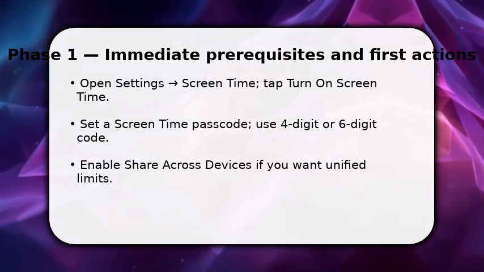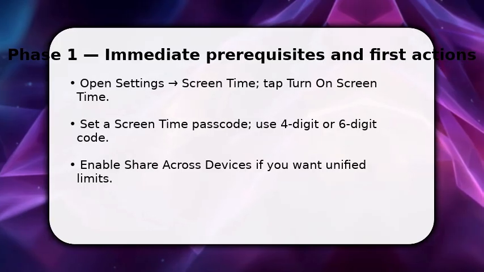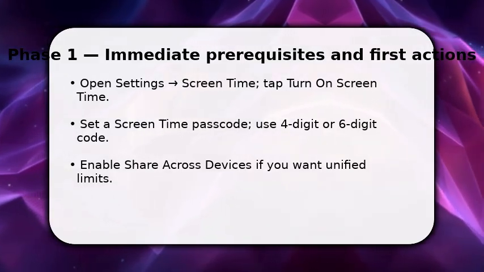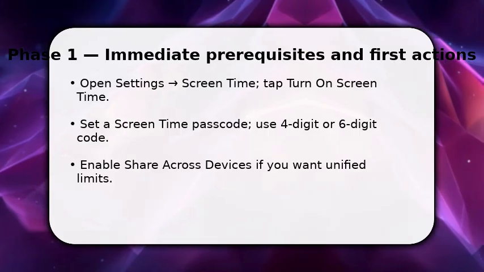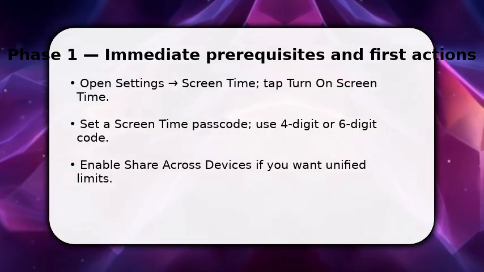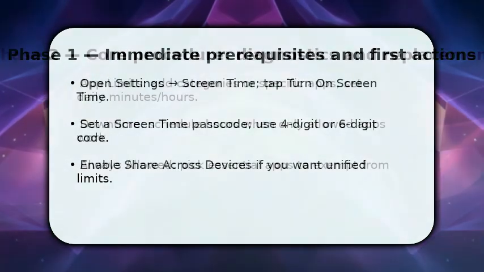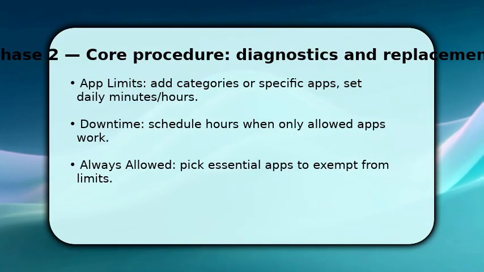This prevents easy bypasses. If you use multiple Apple devices, enable Share across devices so limits apply across iPhone and iPad. These immediate steps lock and control, and they let you move to fine-grained rules without delay. You now set the concrete rules that shape daily use.